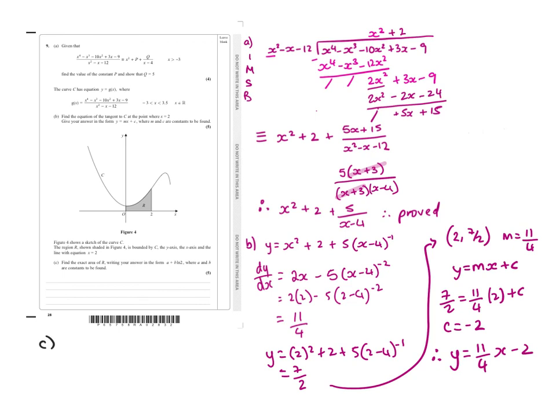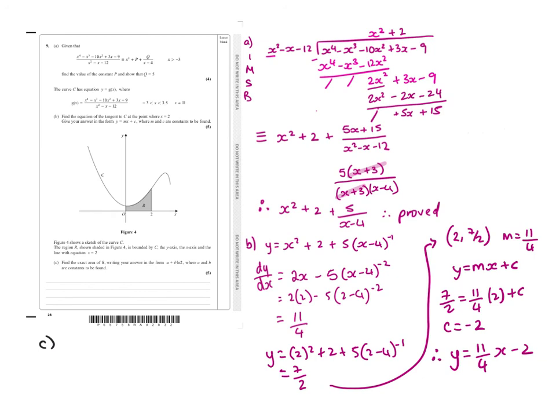Now for part B. Figure 4 shows a sketch of the curve C. The region R, shown shaded in figure 4, is bounded by C, the y-axis, the x-axis, and the line with the equation x equals 2. Find the exact area of R, giving your answer in the form A plus B ln 2, where A and B are constants to be found.